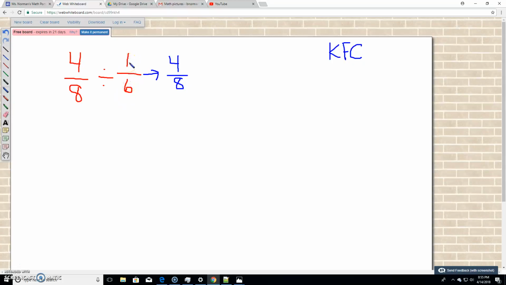Flip it is referring to the second fraction, and that means you're going to flip this fraction upside down. In mathematical terms, that means finding the reciprocal. So you're going to flip that 1/6, and it becomes 6/1, and change it. The C means to change this division sign into a multiplication sign. And if you've watched the multiplication of fractions video, you know that once you get it as a multiplication problem, you're only multiplying straight across.